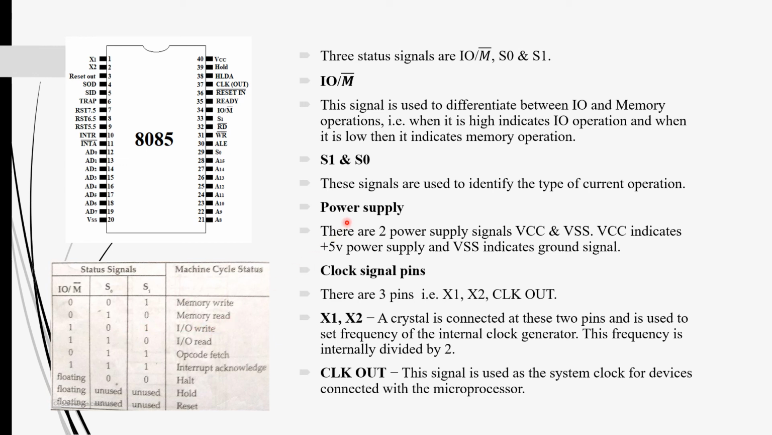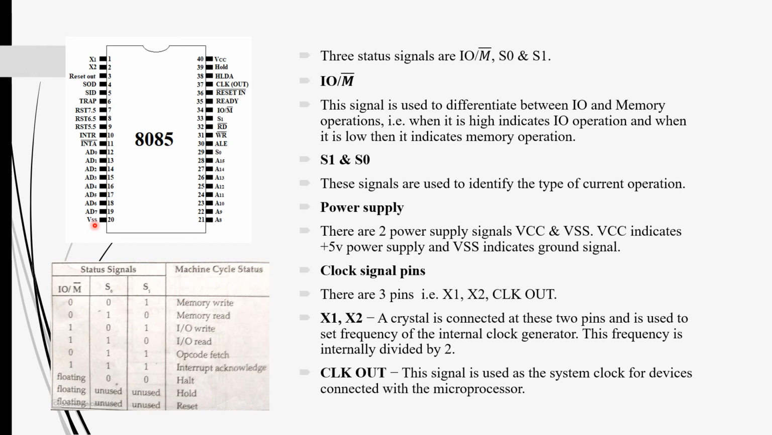Then we will see power supply pins. There are two power supply signals, VCC and VSS. VCC indicates plus 5 volt power supply and VSS indicates the ground signal. So here you can see pin number 40 is VCC, and pin number 20 is VSS.